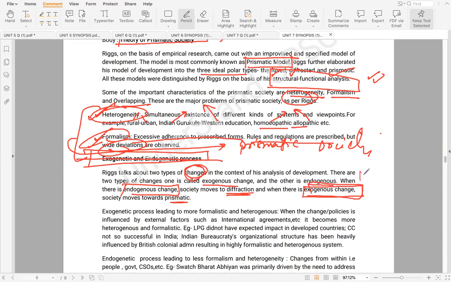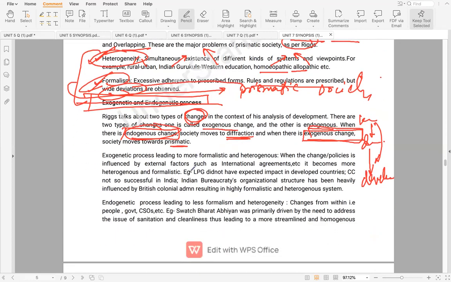So you can take the least developed towards developing. But if you want to take developing or least developed exactly towards developed, then you need an endogenous change, or a change from within, right? Now try to link it down to how it will bring in more formalism, etc., by giving examples. So the exogenetic process leads to more formalism and heterogeneity.